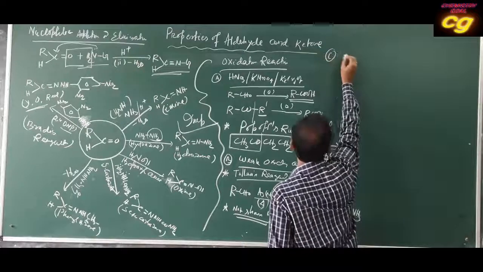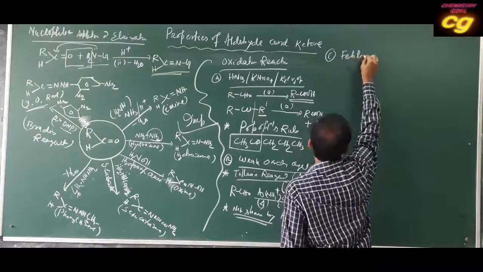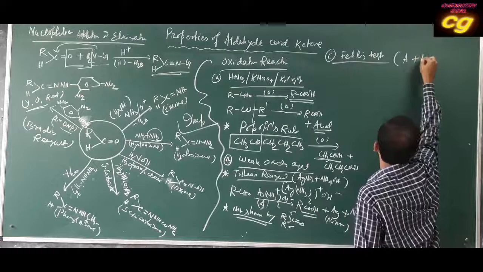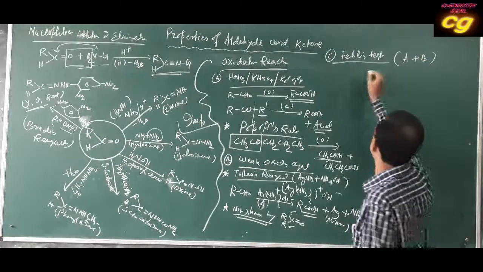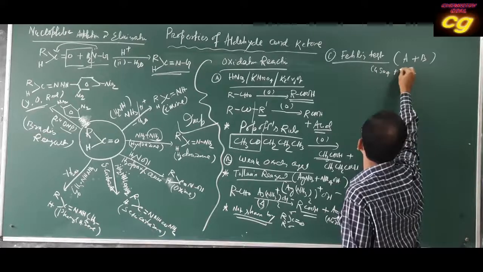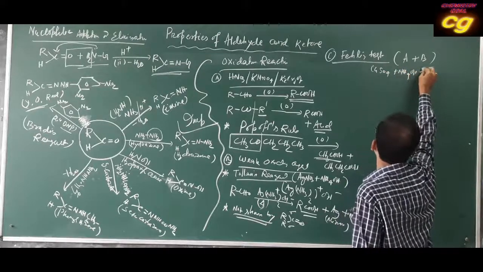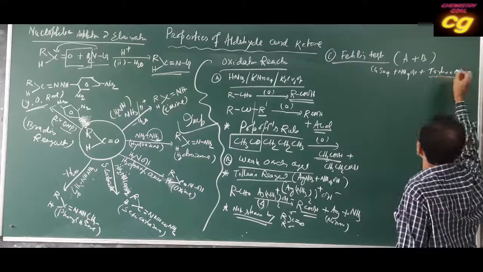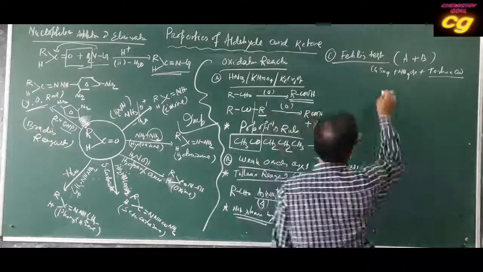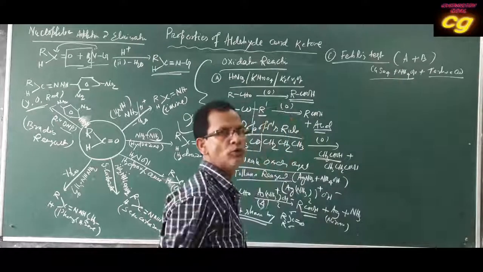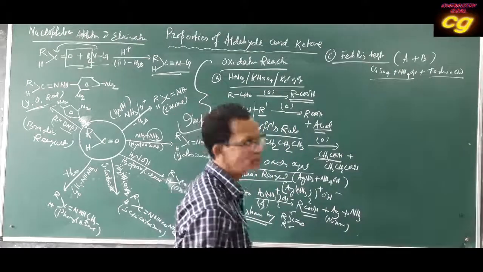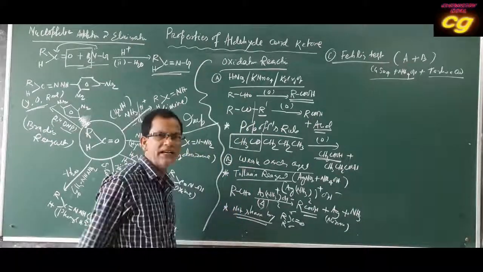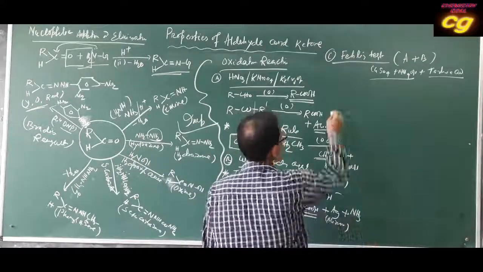The other reaction is Fehling solution. Fehling test uses a mixture of Fehling A and Fehling B. Fehling A is copper sulfate, ammoniacal copper sulfate, and Fehling B is tartaric acid, sodium potassium tartrate. So this mixture is a blue color solution. Equal molar concentrations of A and B will be taken. The resulting reagent will be blue in color. When it is added and warmed with aldehyde, it gives a red precipitate.